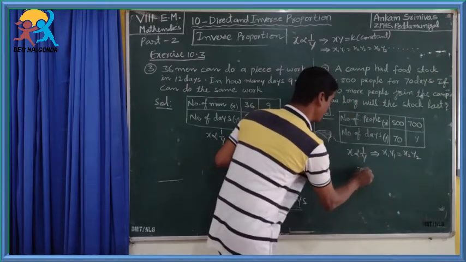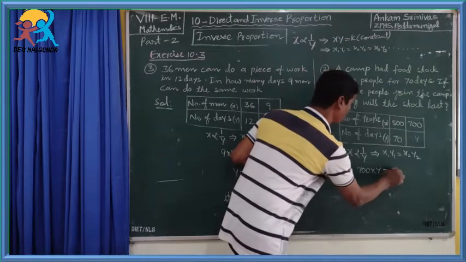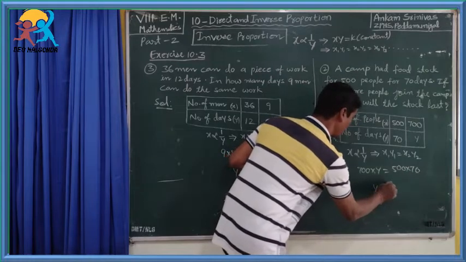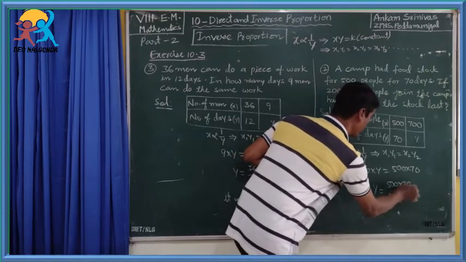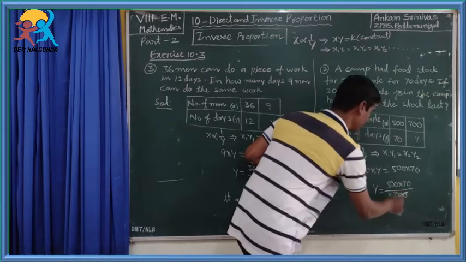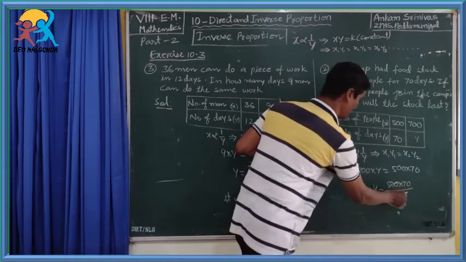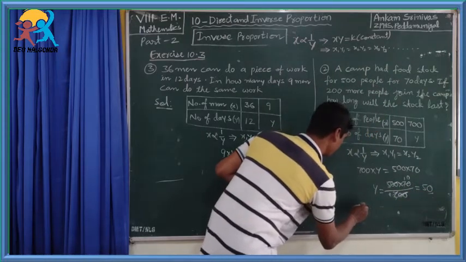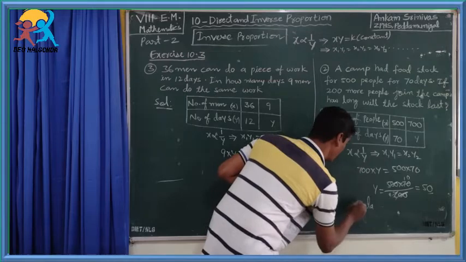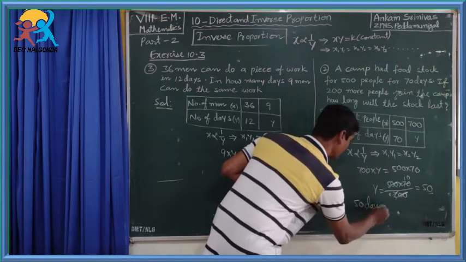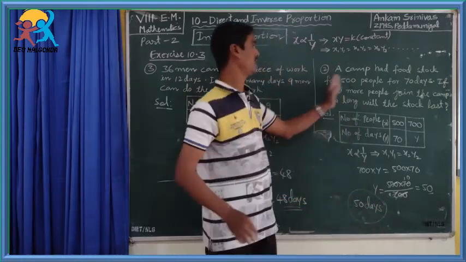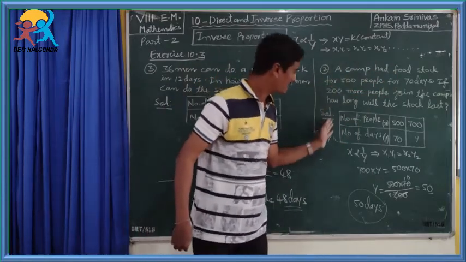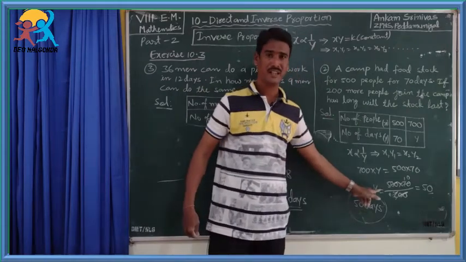So here 700 into y equals 500 into 70. y equals 500 into 70 by 700. 2 zeros cancel. 7 ones are 7, 7 tens are 70. So 50 days. How many days? 50 days. So if 200 more people join the camp, the food stock will last for only 50 days.